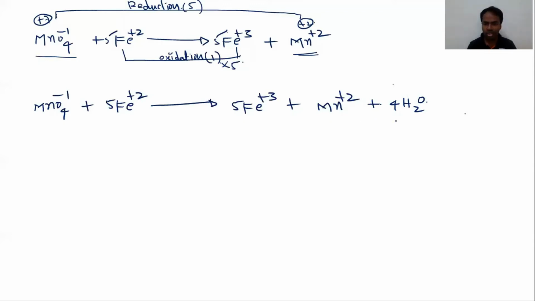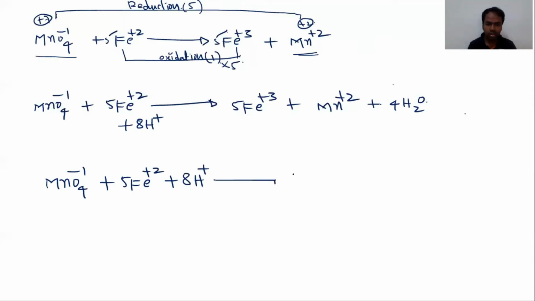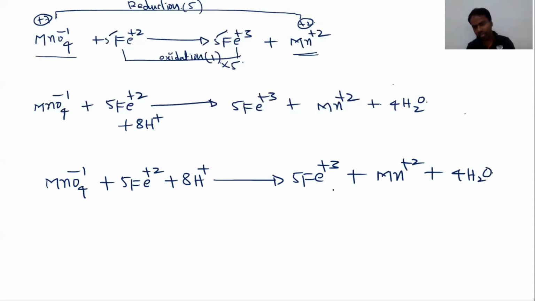On the product side, 8 hydrogens are there. On the reactant side, there are no hydrogens. So we need to balance the hydrogen atoms with H plus ions. Here, 8 H plus ions. Now write the final equation: MnO4 minus plus 5Fe plus 2 plus 8 H plus forms 5Fe plus 3 plus Mn plus 2 and 4 H2O. Now this equation is balanced.